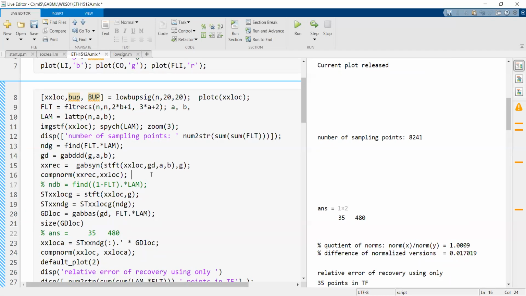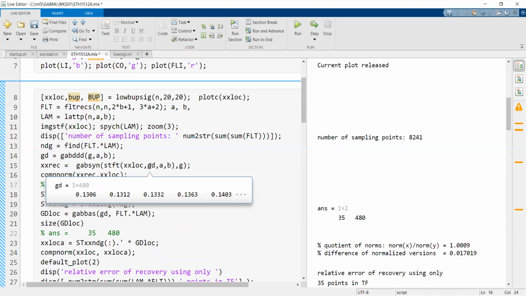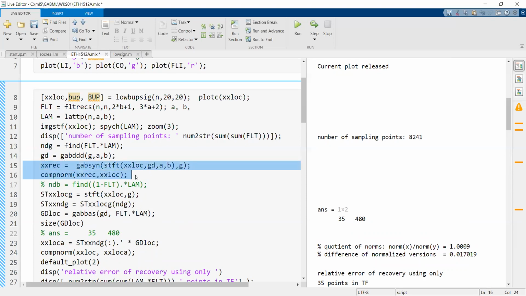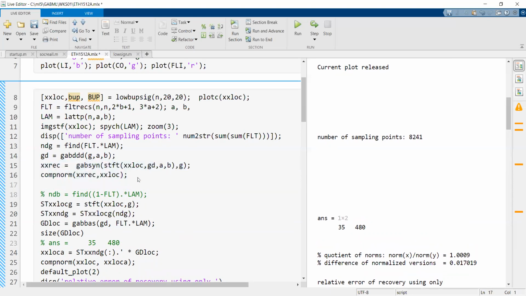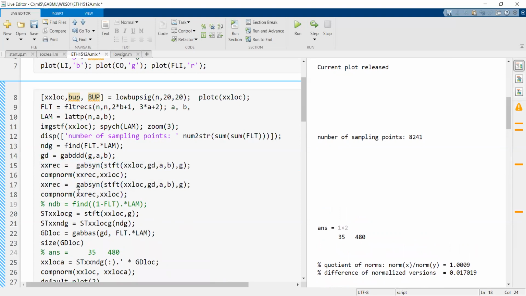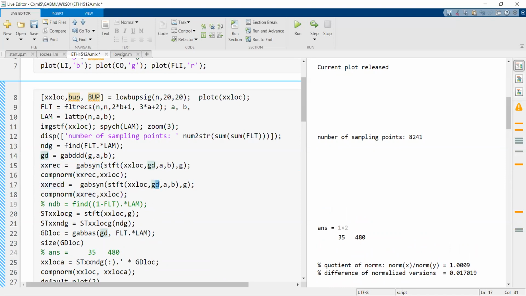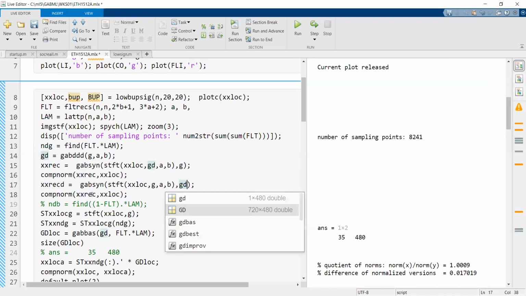Actually, I should say we could do it. We can change the dual window to the window and the synthesis with the dual as well. Maybe I'm also doing it this way. I copy it. Gaborek dual. It means we are now analyzing with the window and using the dual window for synthesis.